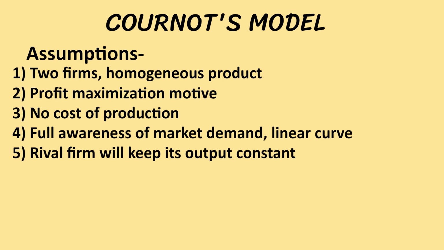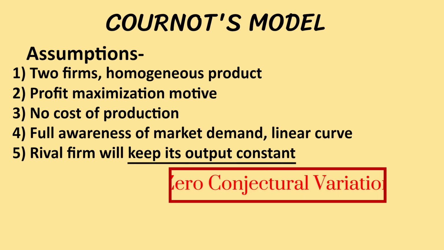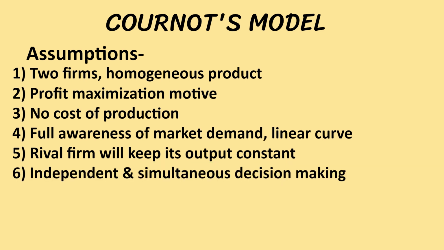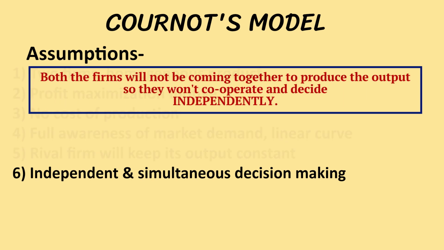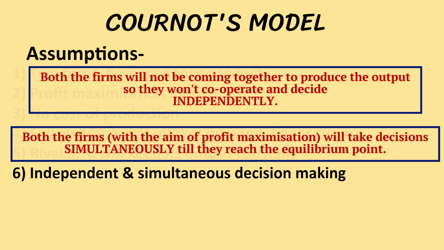The fifth assumption says that each firm assumes that its rival will maintain its current level of output and adjusts its own production accordingly. And this concept we have already discussed, called zero conjectural variation. The sixth assumption is that both the firms make decisions independently and simultaneously. Both the firms will not be coming together to produce the output, so they won't cooperate and instead they will take their decisions independently.